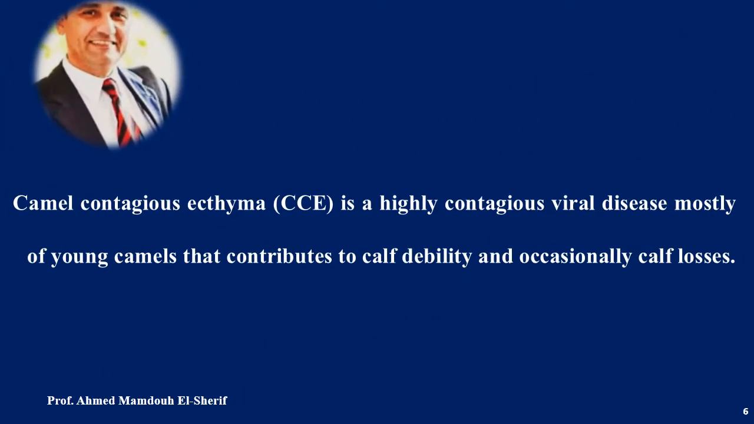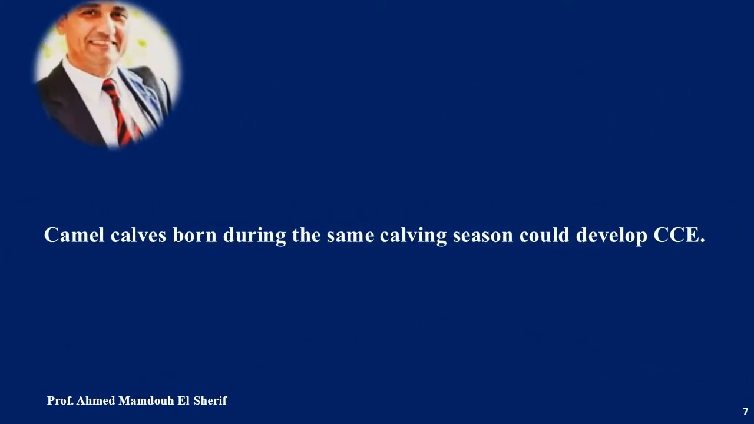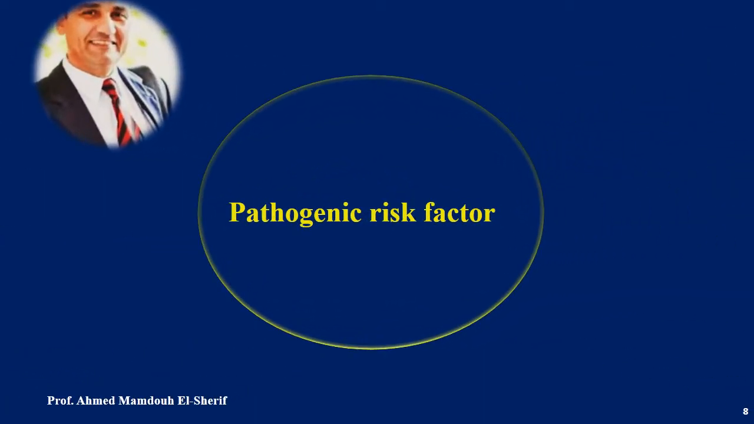Camel Contagious Ecthyma is a highly contagious viral disease, mostly of young camels, that contributes to calf debility and occasionally calf losses. Camel calves born during the same calving season could develop CCE. The pathogenic risk factor.